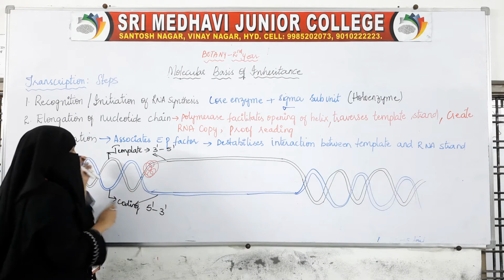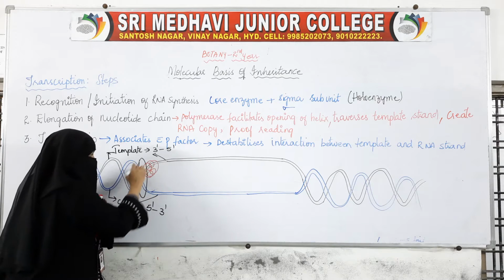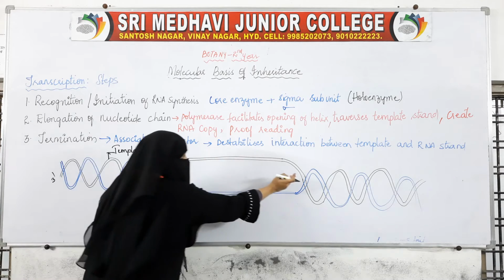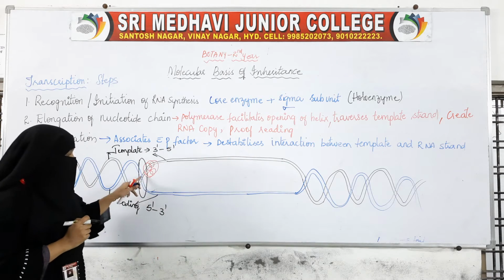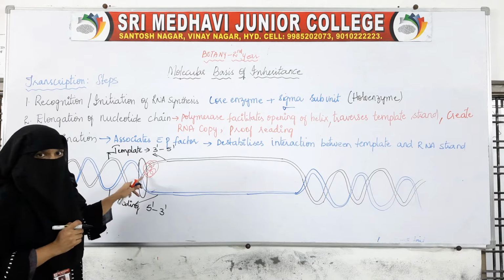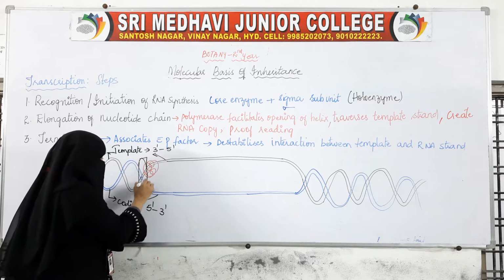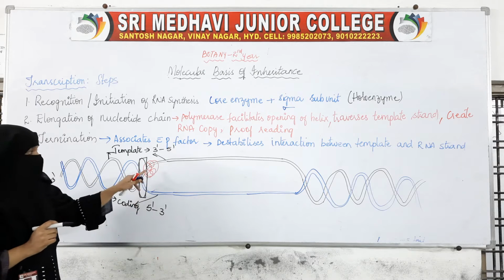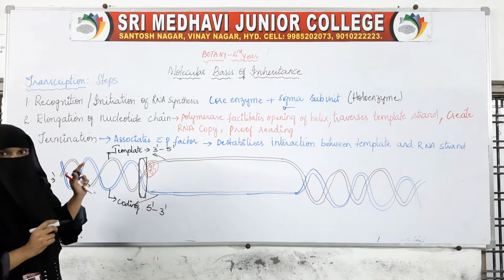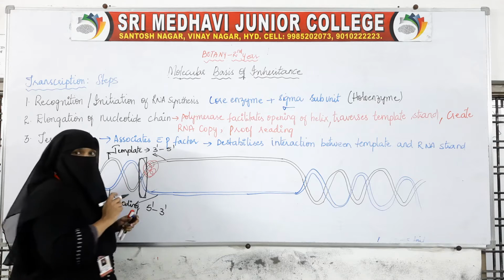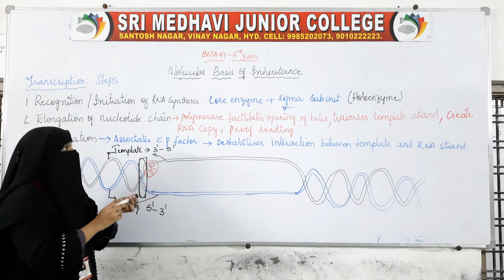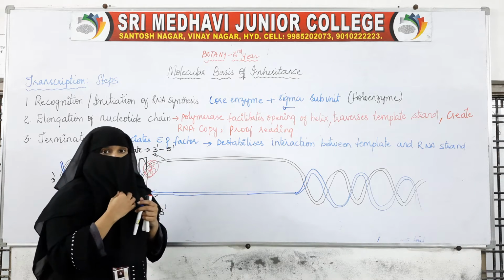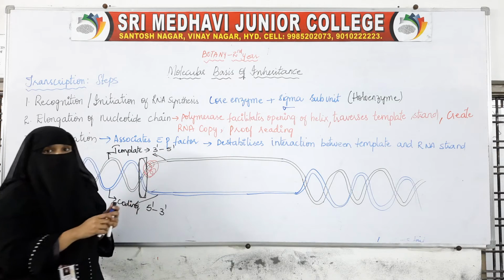So here promoter will be attached. When the region is recognized, that from this place to this place, from this place the transcription starts, at this place a promoter will be added. Once this place is recognized, promoter will be added. Once we get the promoter, the RNA polymerase core enzyme will be attached.